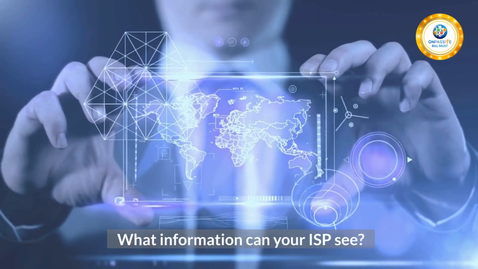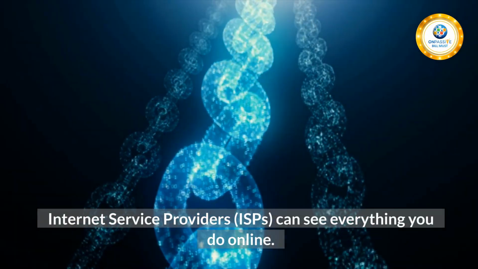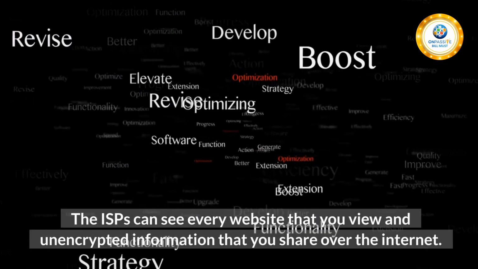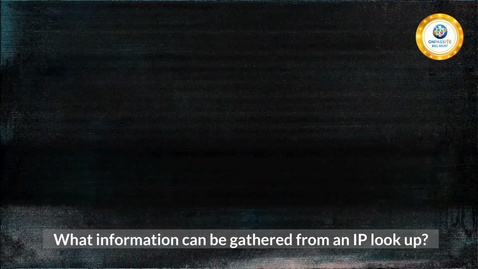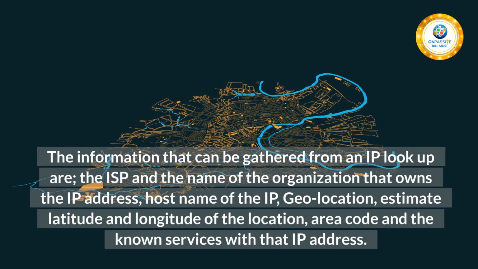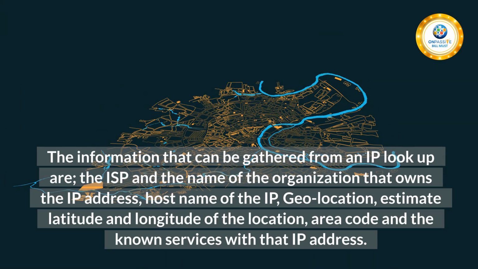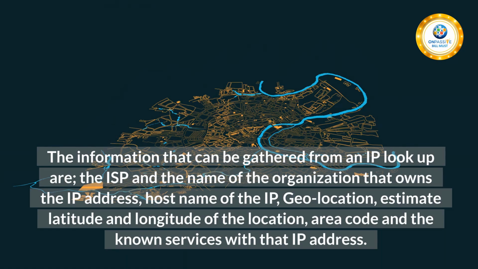What information can your ISP see? Internet service providers, ISPs, can see everything you do online. The ISPs can see every website that you view and unencrypted information that you share over the internet. What information can be gathered from an IP lookup? The information that can be gathered from an IP lookup are the ISP and the name of the organization that owns the IP address, host name of the IP, geolocation, estimated latitude and longitude of the location, area code and the known services with that IP address.